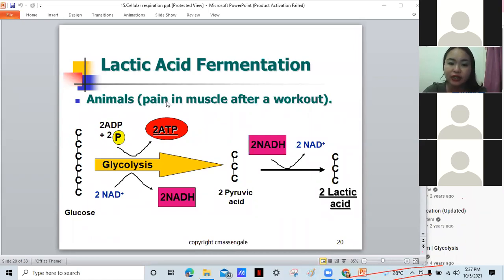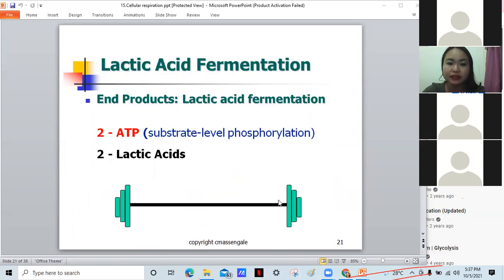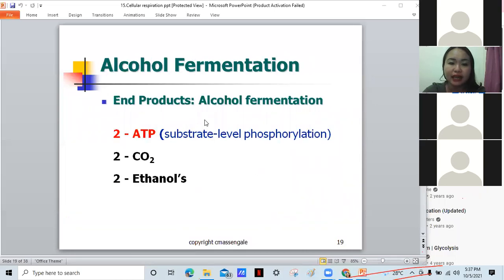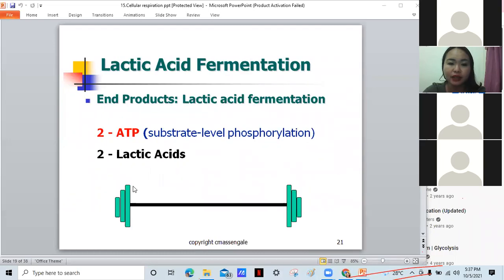And for lactic acid fermentation, this happens in animals. So even in humans, we have pain in the muscle after a workout, and that is because of lactic acid fermentation, wherein we use glucose for ATP without oxygen, and we produce 2 lactic acid. So the end product of alcohol fermentation is 2 ATP, 2 carbon dioxide, and 2 ethanol. But the end product for lactic acid fermentation is 2 ATP and 2 lactic acids.